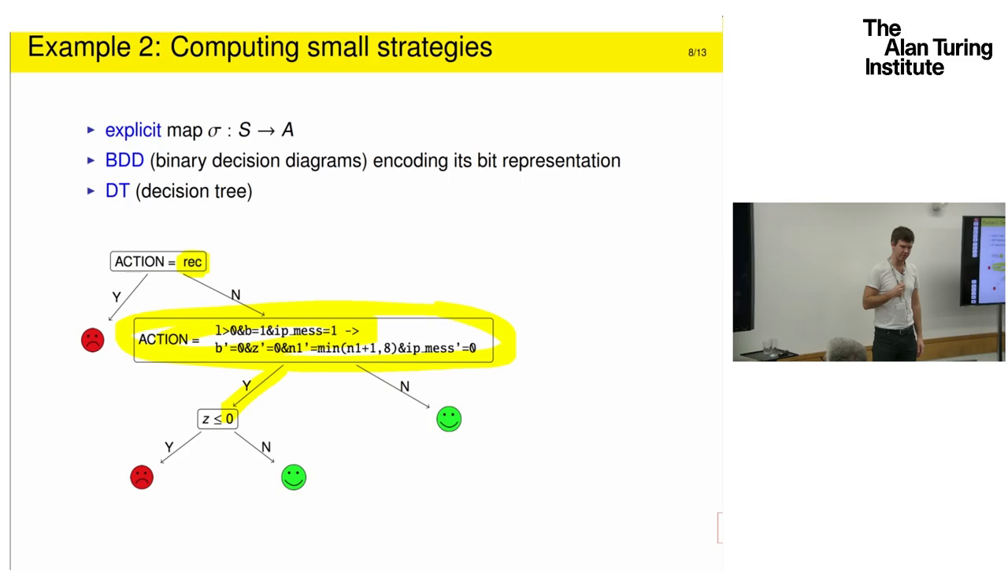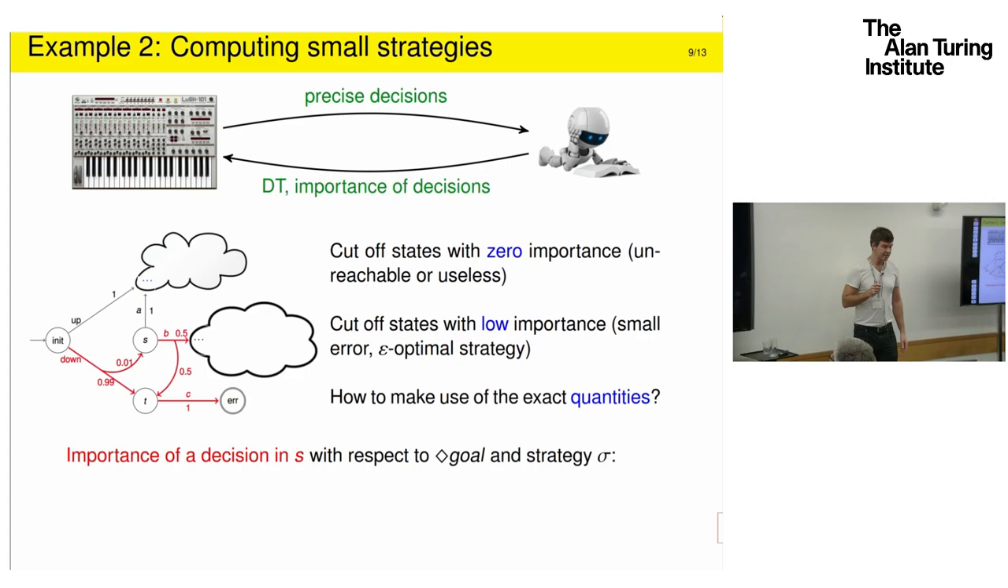Okay, how do you do that? And why does it work better than, say, BDDs? So the idea is that from here, we know exactly what the strategy is. Okay, so we know about the precise decisions. Now, in order to have a nice and compact representation, we should try to distill the information. First of all, what are the important decisions? And what are the less important decisions? So that we display the more important decisions more clearly.